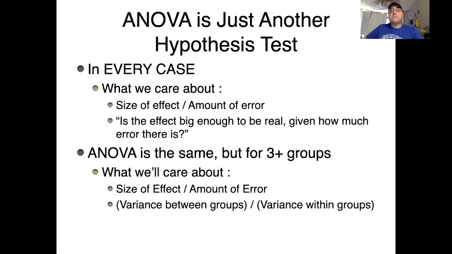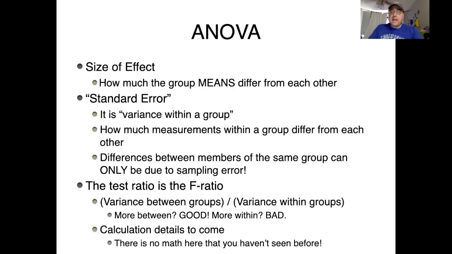But at the end of the day, we'll see how much separation there is among the means of these groups and then compare it to how much noise or how much statistical error we can expect to come from this procedure. So in the ANOVA, the size of the effect, the numerator in that test ratio, is how much the group means differ from each other, as I said. The denominator, what we've always been calling the standard error, is going to be calculated by figuring out how much variance, how much difference there is within the groups that we are talking about.